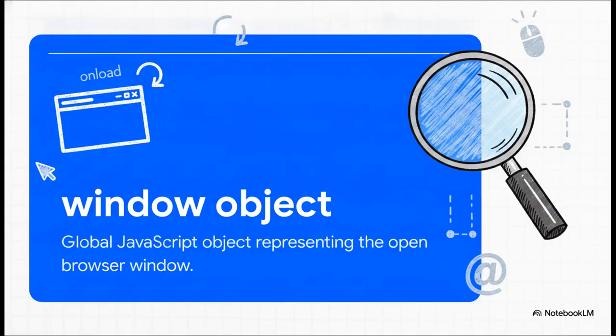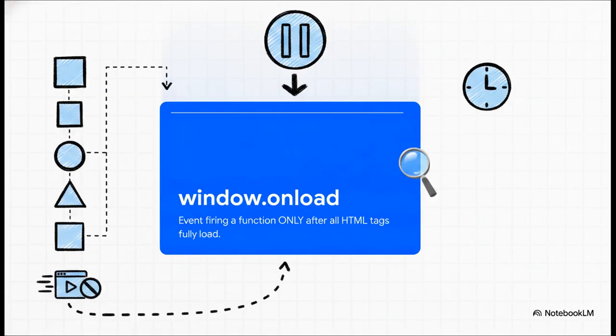Before we write the actual fix, we need to know what we're targeting. In JavaScript, window is the global object that represents the actual open browser window you're looking at. Think of it as the ultimate container for literally everything happening on your page. And this gives us access to our magic tool, window.onload. Think of this as the ultimate pause button.